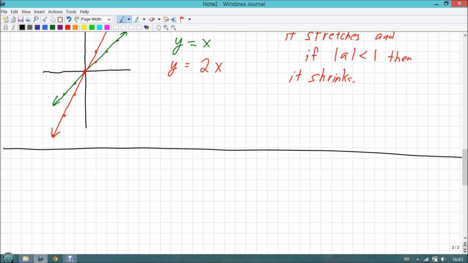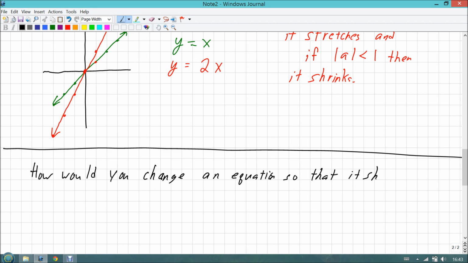Example number 5,836,221. How would you change an equation so that it shifts to the left 3 spaces?